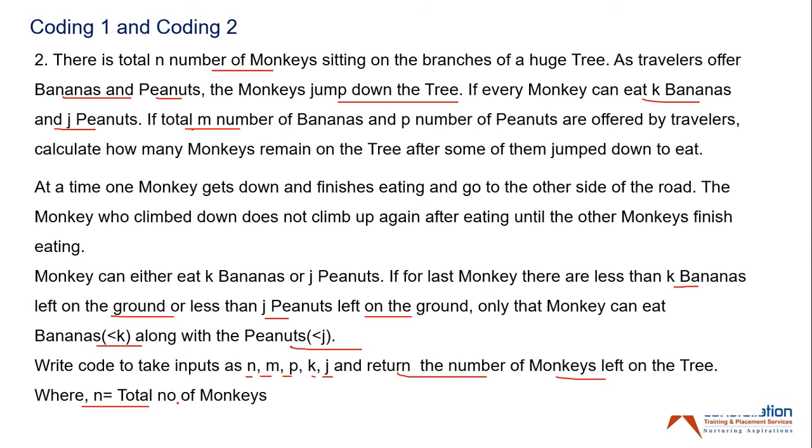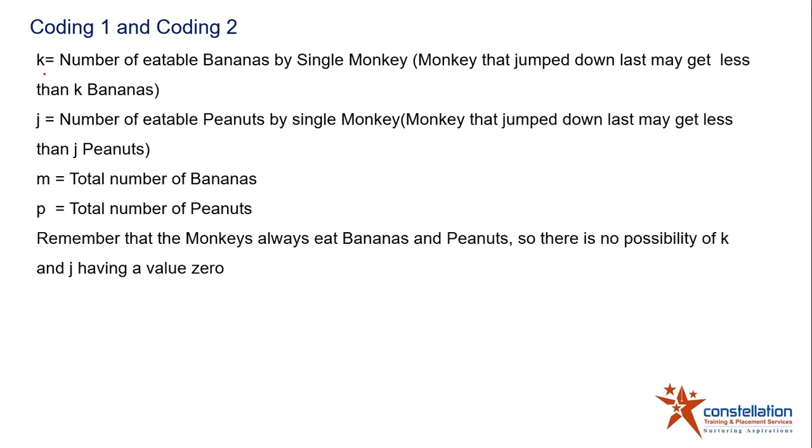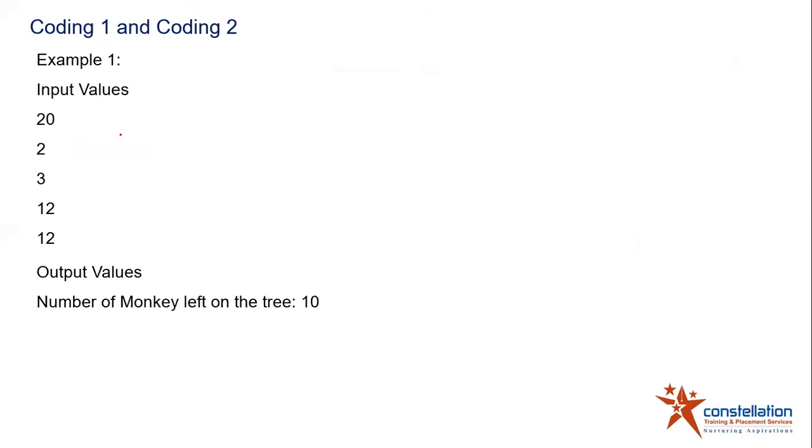Where n is equal to the total number of monkeys, k is equal to the total number of eatable bananas, and j is equal to the total number of eatable peanuts. After that we have the total number of bananas, which is m, and the total number of peanuts is p. Now remember that monkeys always eat bananas and peanuts, so there is no possibility of k and j having 0 value.